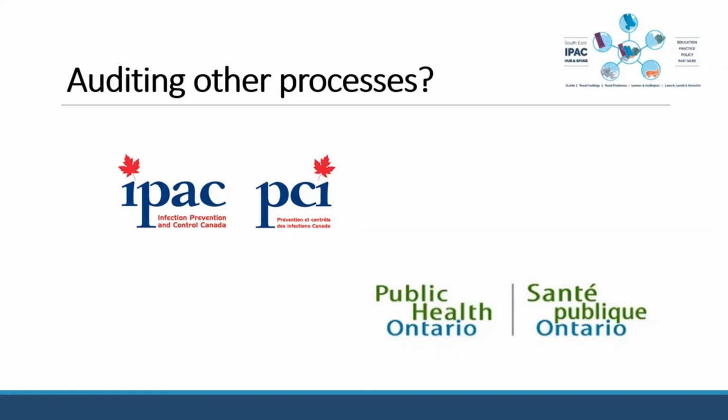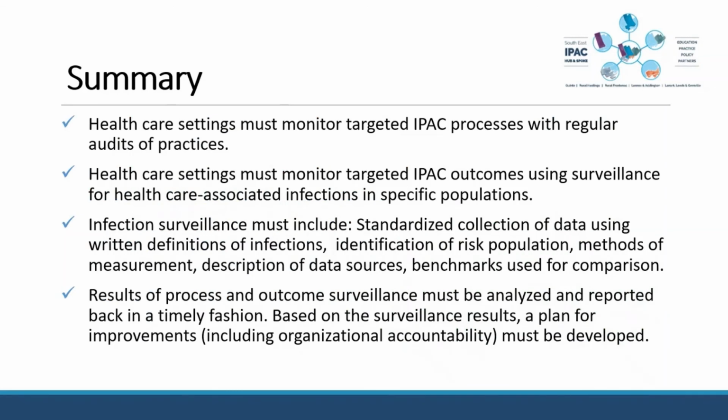So just a quick summary of everything that we've talked about today. So healthcare settings, including long-term care homes, must monitor targeted IPAC processes with regular audits of practice. So we covered that with process surveillance. Healthcare settings must monitor targeted IPAC outcomes using surveillance for healthcare-associated infections in specific populations. So that's your outcome surveillance. And then this just summarizes quickly that cycle.